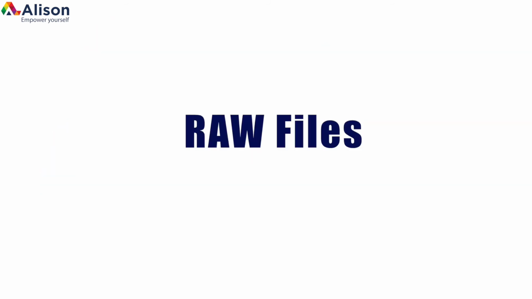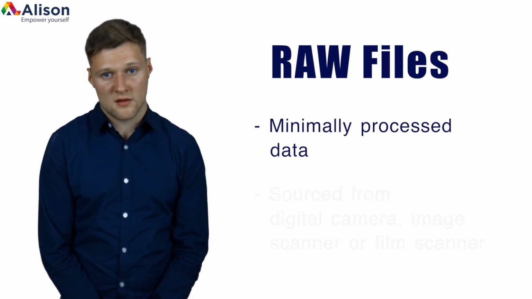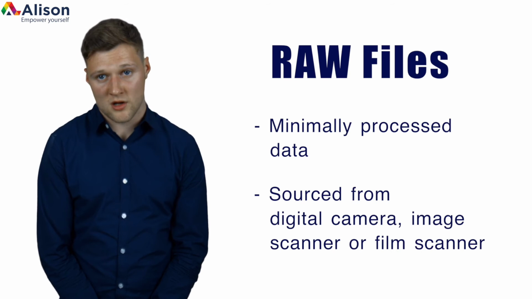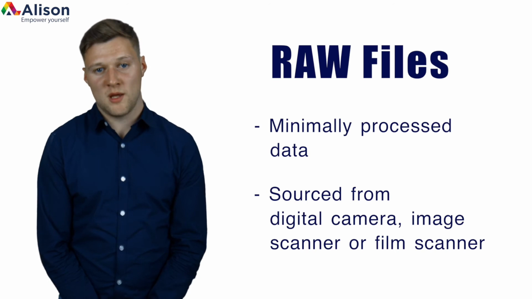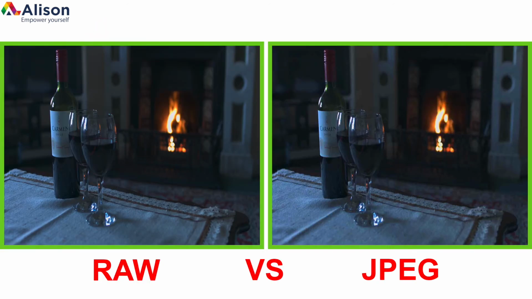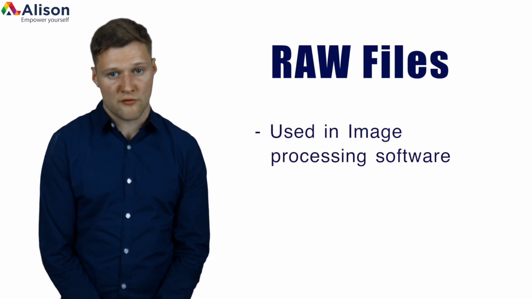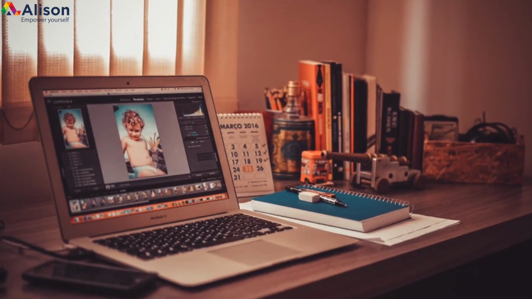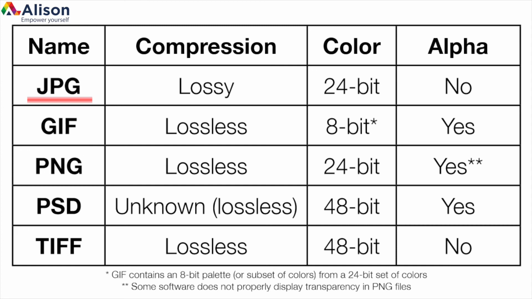RAW files. A camera raw image file contains minimally processed data from the image sensor of either a digital camera, an image scanner, or motion picture film scanner. More and more people are shooting RAW. RAW files do not lose quality, but they are very heavy because they have not been processed yet. RAW files are useful if you want to use image processing software, which we'll look at later, to perform additional work to your photography. JPEG is the most common file format that you will come across in terms of compression.